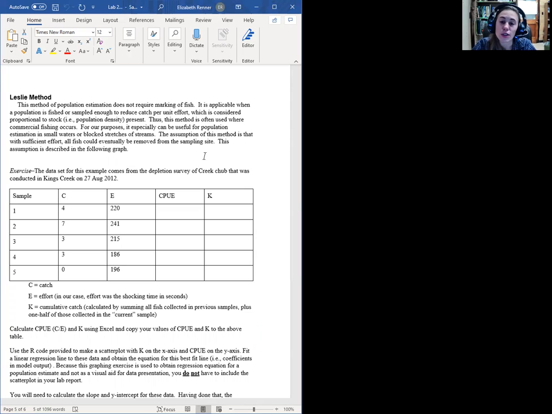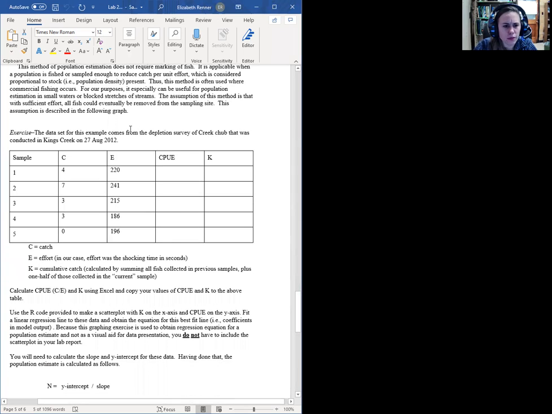So for my dissertation research, I work in small Kansas impoundments, so small reservoirs less than 300 surface acres. And so in these small waters, using the Leslie method is great because it doesn't require us to mark fish. And so the assumption with this method is that with enough effort, all fish could eventually be removed from the sampling site. So it's depletion sampling. And so this assumption is described in the following paragraph.